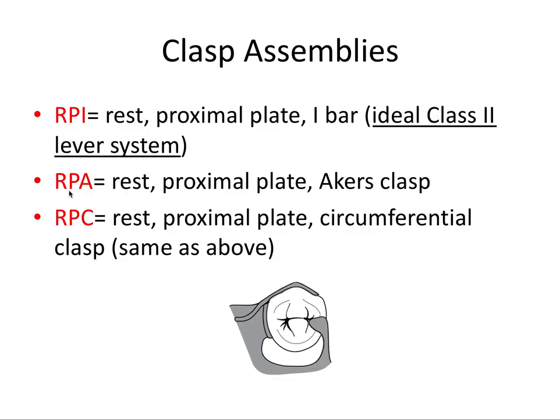The RPA stands for rest, proximal plate, and Akers clasp. And RPC stands for rest, proximal plate, and circumferential clasp, which is synonymous with Akers clasp. So these are essentially two names for the same thing. And this here, this isn't an I-bar because it doesn't come down infrabulge. This would most likely represent, it's not exactly an Akers clasp, but we'll call this an Akers clasp. So this would be mesial rest, proximal plate, and A for Akers clasp. So that's what this would be.